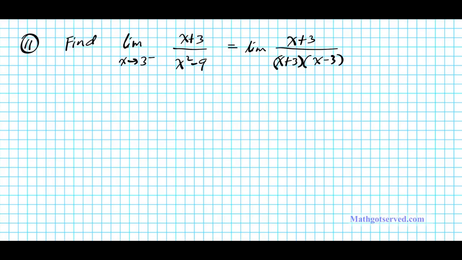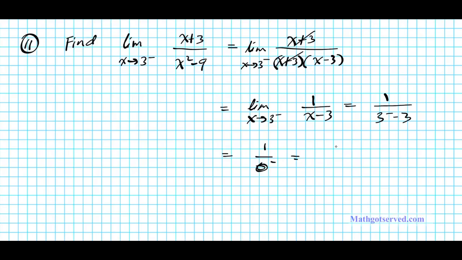Limit as x approaches 3 from the left. These two cancel out. So we're going to have the limit as x approaches 3 from the left of 1 over x minus 3. And then plug in 3 from the left, minus 3. That gives us 1 over 0 from the left. So let's go ahead and simplify this. This becomes 1 over negative 0, which is negative infinity, and your final answer is negative infinity. Okay?